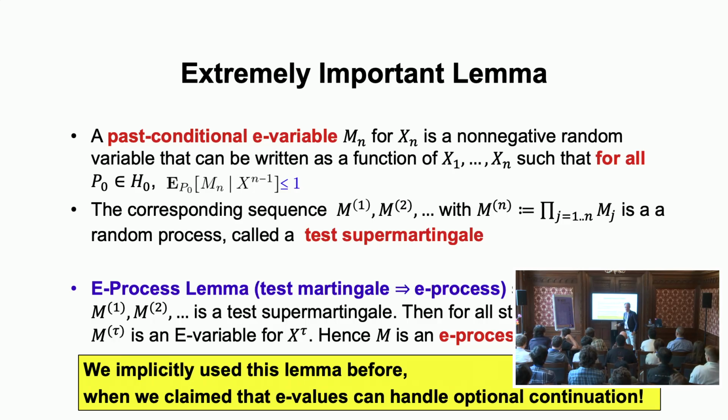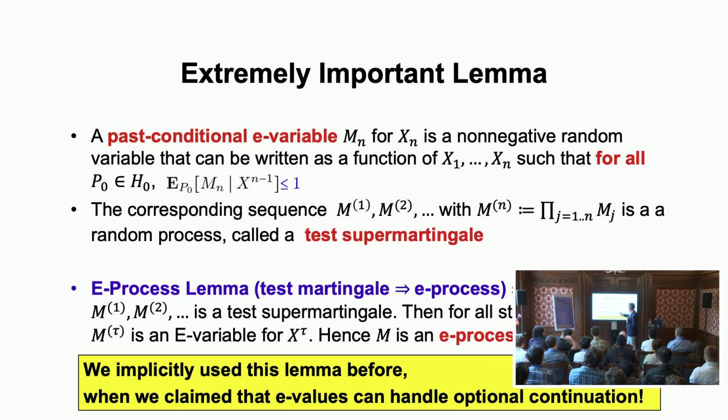Now I defined an e-process as a random process where you add an arbitrary stopping time, and its expectation is bounded by 1, no matter what stopping time you use. That's how we define an e-process. And it turns out that if you have these sequential past conditional e-variables, things with expectation bounded by 1 given the past, and you multiply them, you get an e-process. Historically, it was known that you get a test martingale, something where you have expectation bounded by 1 no matter what the stopping rule is, so you could do optional stopping.